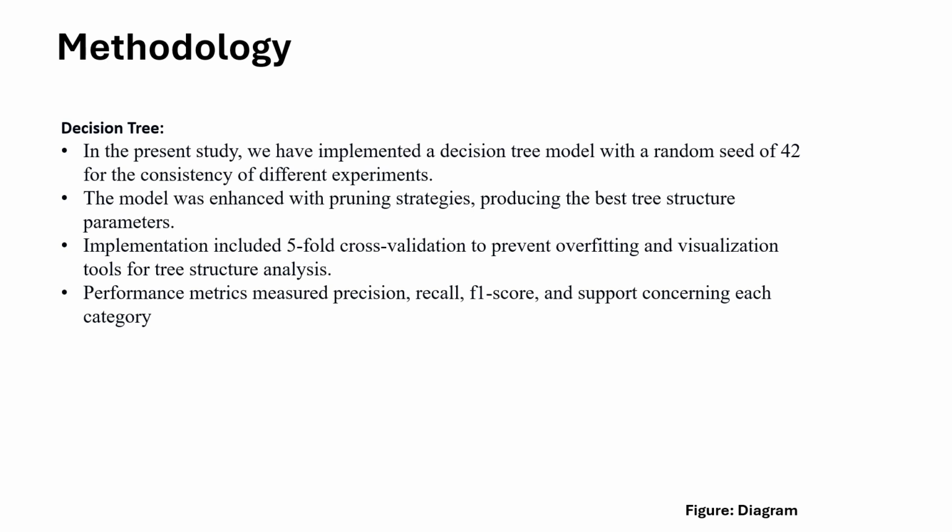In our study, we have implemented decision tree models with a random seed of 42 for consistency of different experiments. The models were enhanced with pruning strategies producing the best tree structure parameters. The implementation included five-fold cross-validation to prevent overfitting and visualization tools for tree structure analysis, and the performance metrics measured precision, recall, F1 score, and support for each category.